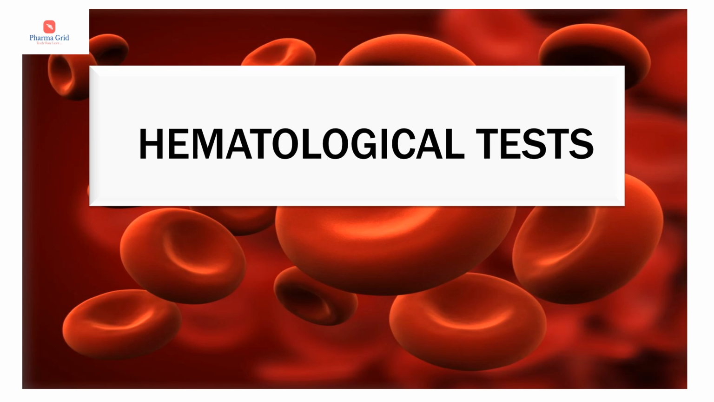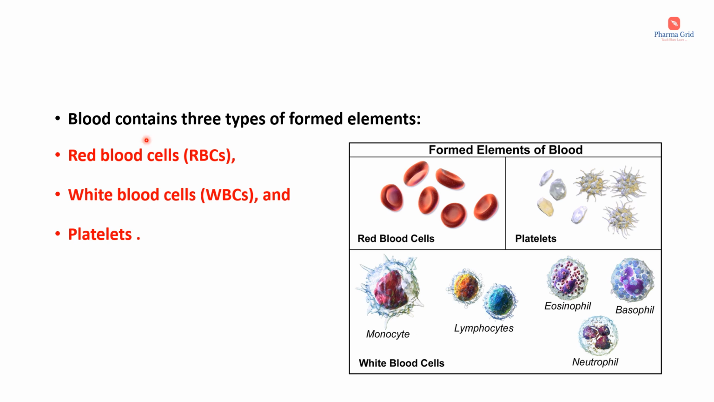In my previous video, we discussed liver function tests. Today we will see about hematological tests. As you all know, blood contains three types of formed elements, that is red blood cells, white blood cells and platelets. These white blood cells are of five types, that is monocytes, lymphocytes, eosinophils, basophils and neutrophils.